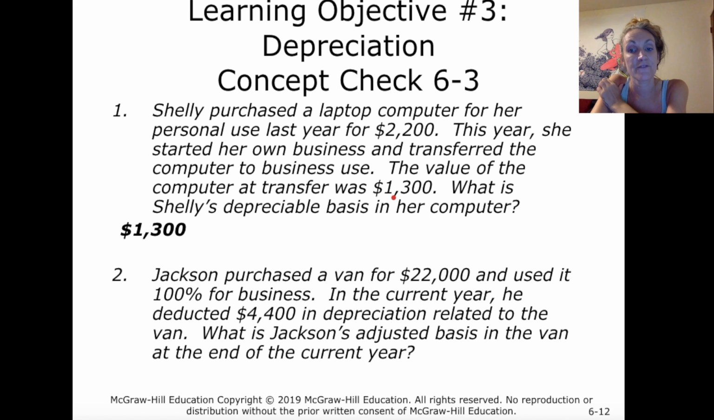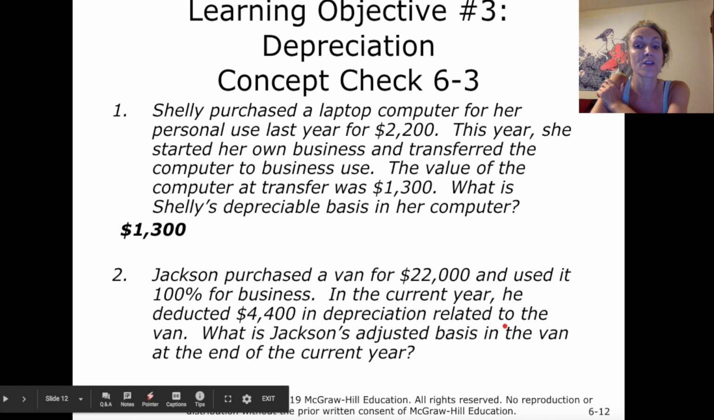Jackson purchased a van for $22,000 and he used it 100% for business. In the current year, he deducted $4,400 in depreciation related to the van. What is Jackson's adjusted basis in the van at the end of the year?